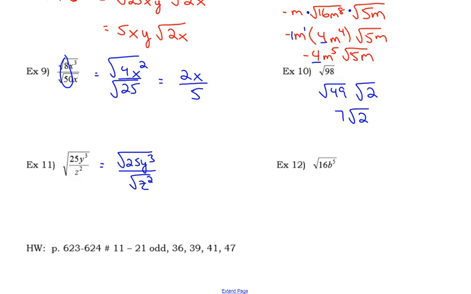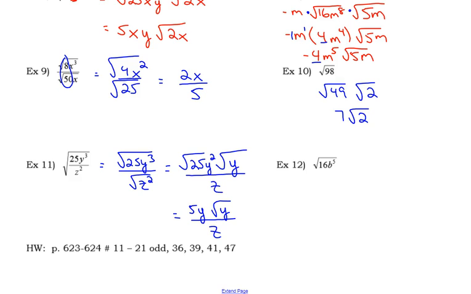Now the numerator is not a perfect square because I don't have an even exponent. So I'm going to do good house, bad house. 25 is a perfect square. And y squared is a perfect square with a y left over. Then in the denominator, I do have a perfect square. The square root of z squared is just z. So the square root of 25y squared is 5y. We leave the radical y in the house over z.